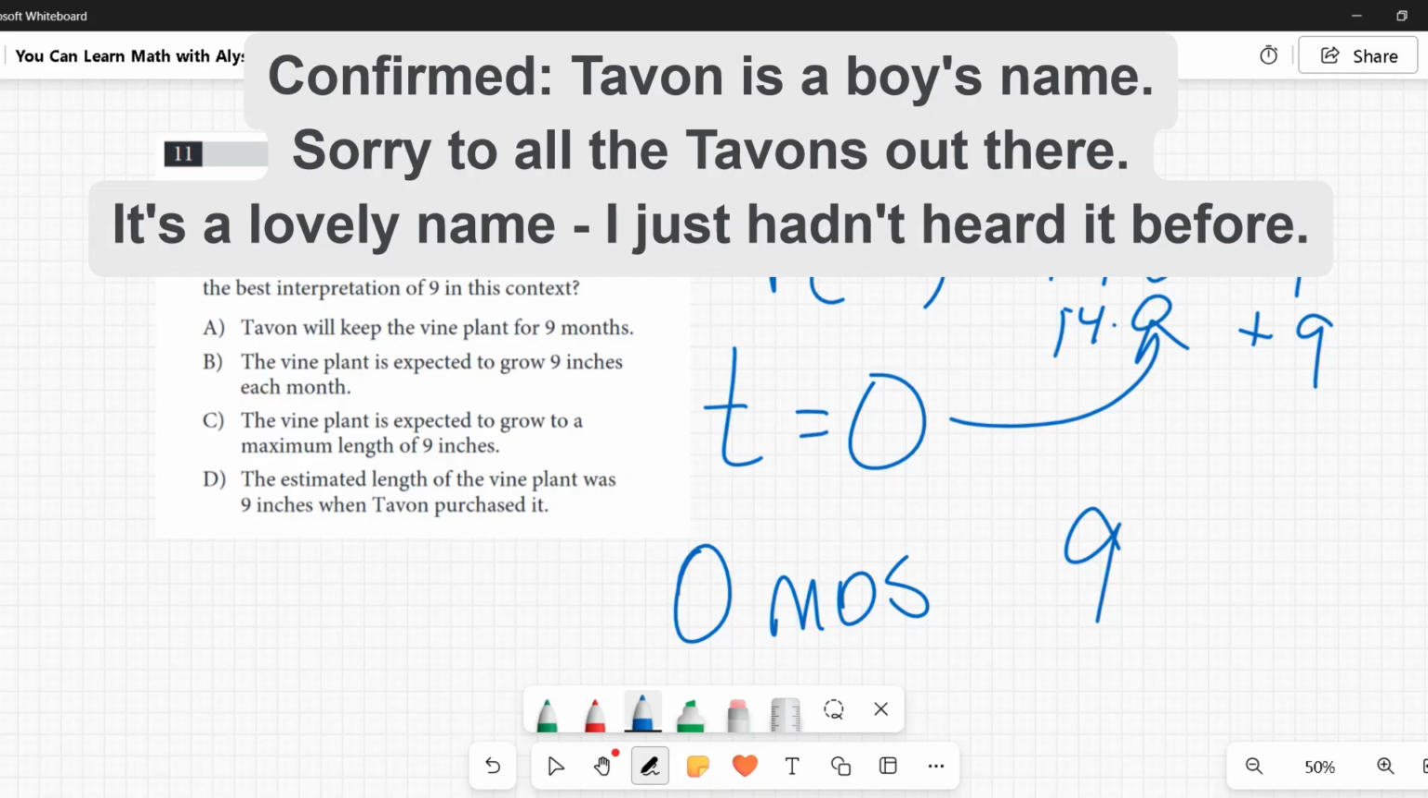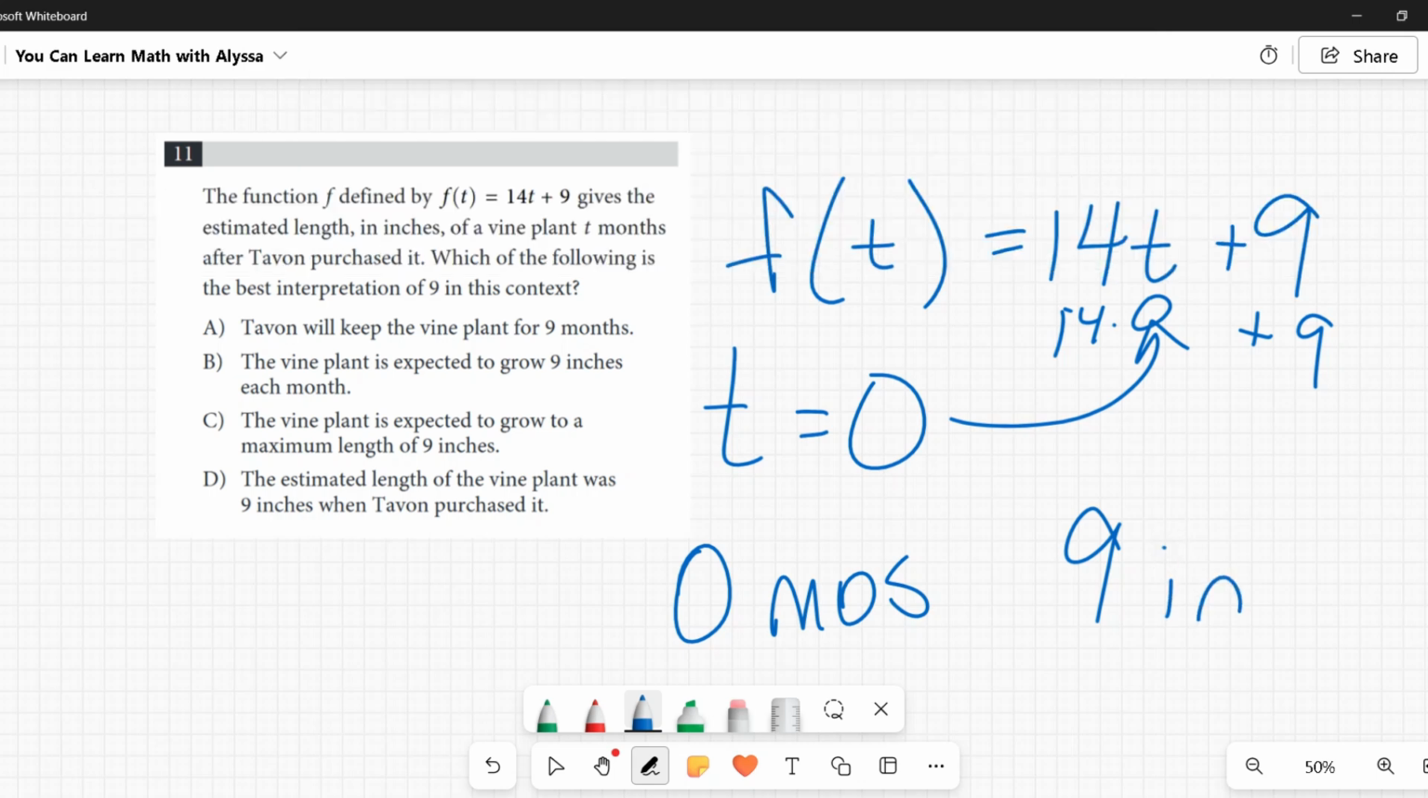0 months after Tavon purchased it, it was 9 inches, because that's what this function gives us, the estimated length in inches of the vine plant. So when Tavon purchased it, I'm going to keep saying Tavon, the plant was 9 inches long. So what is the best interpretation of 9 in this context? Well, that's the number of inches, the length of this plant when it was purchased. It was 9. And then the 14 would be how many inches it's growing each month.